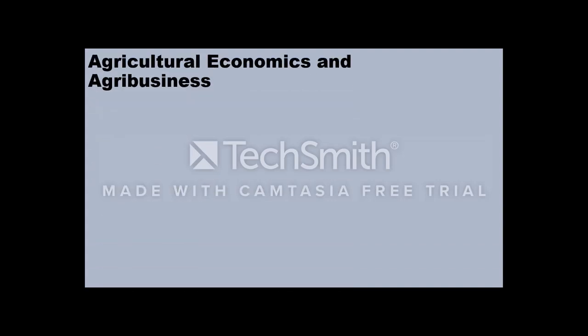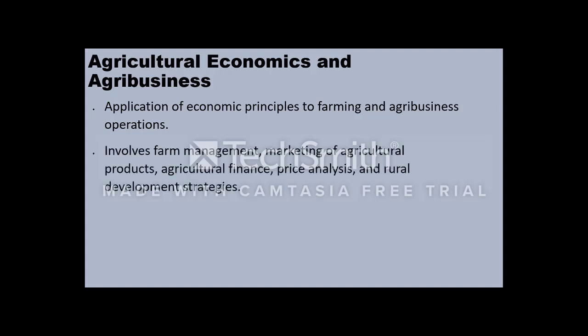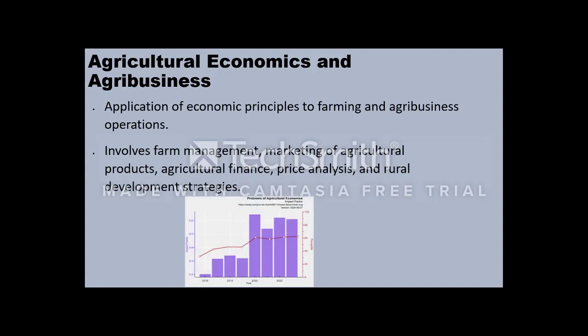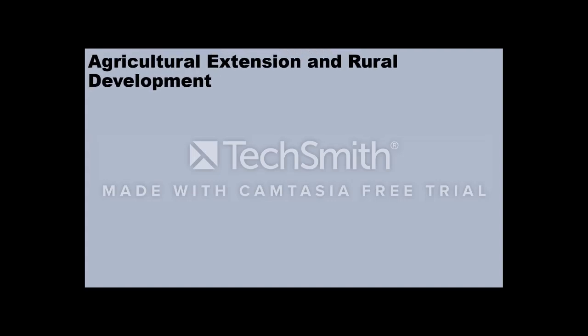Now, we want to talk about agricultural economics and agribusiness. This is the business aspect of agriculture, and it simply talks about the application of economic principles to farming and agribusiness operations. This involves farm management, marketing of agricultural products, agricultural finance, price analysis, and rural development strategies. Talking rural development now, that's the next major scope of agriculture, agricultural extension, and rural development.